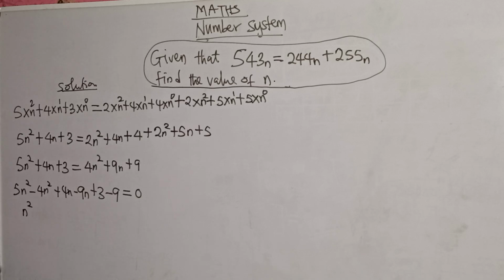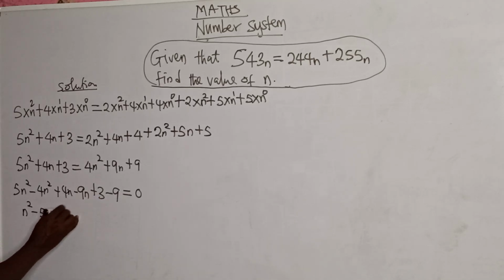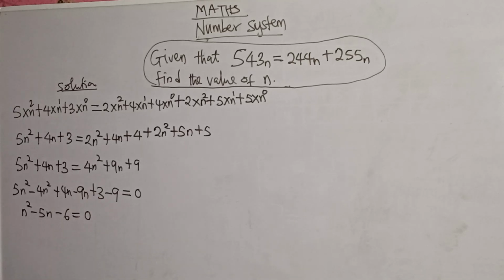So 5n square minus 4n square is n square. Actually, it's supposed to be 1n square, but we don't need to show the 1. Okay, so plus 4n minus 9n will give us minus 5n. So plus 3 minus 9 will give us minus 6. We say equals to 0.